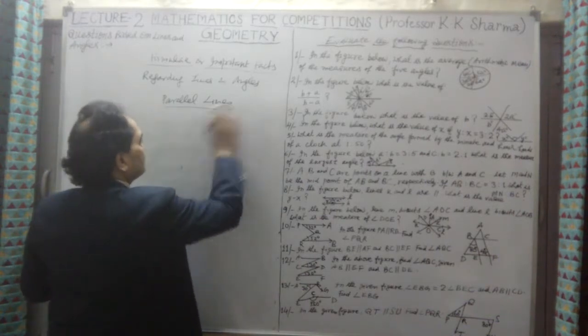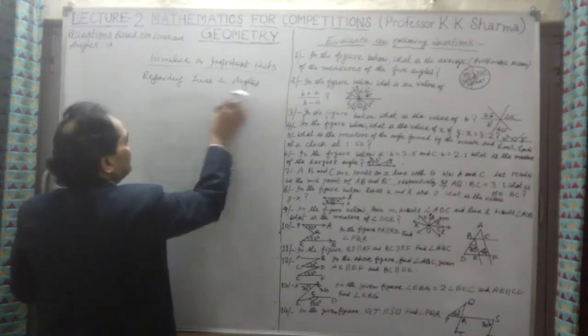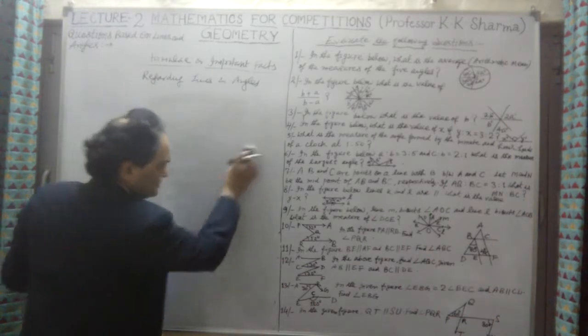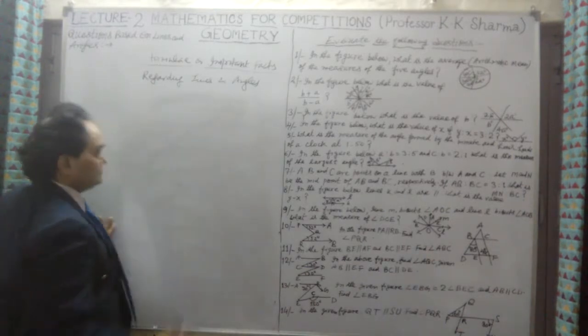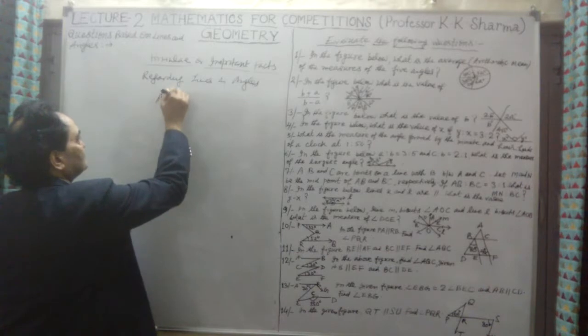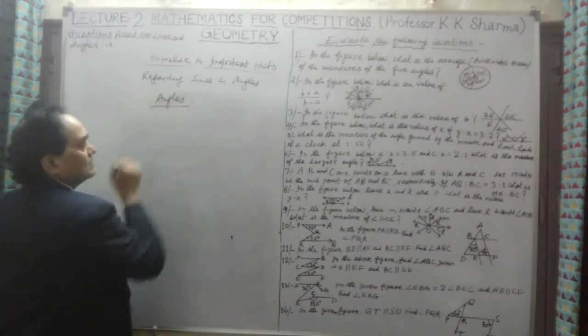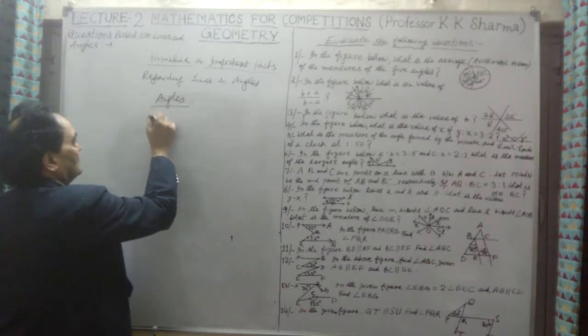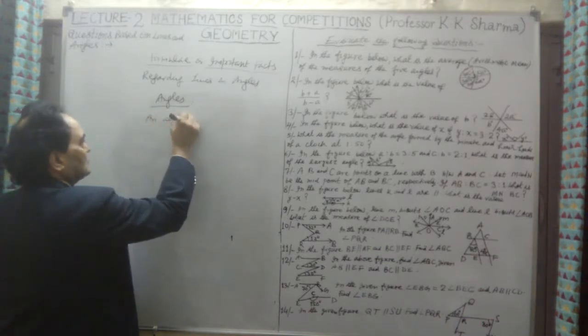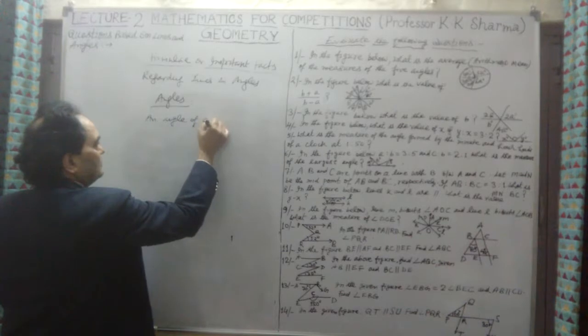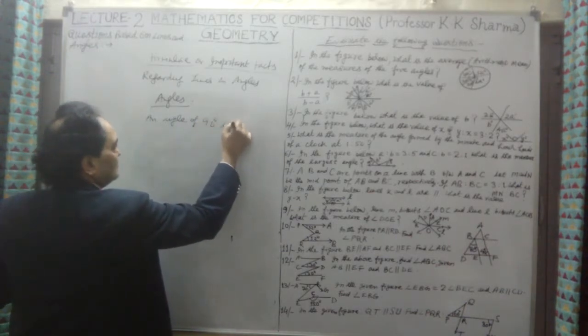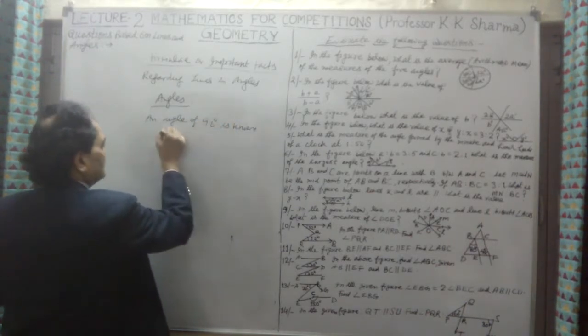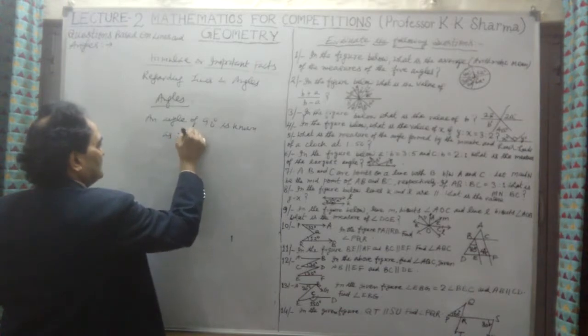Now come to the next thing, about angles. Let me talk about some more angles. Right angle: an angle of 90 degrees is known as a right angle.